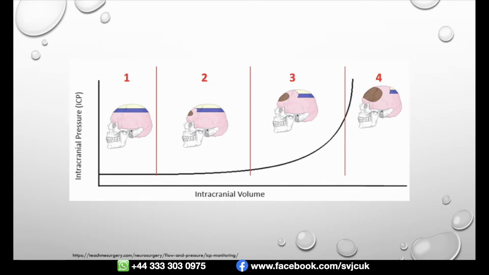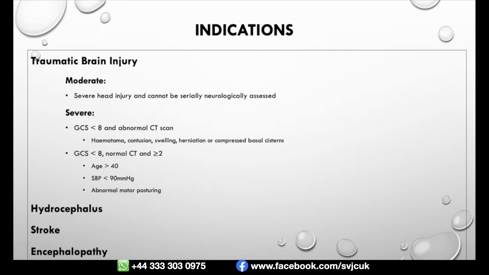So in image 1, everything's normal. As you move along to the right, you start to see a little brown spot appearing, so you've got a mass, which is an addition to the components which are normally in equilibrium. So the pressure starts to increase. As this mass gets bigger, it increases the pressure further, and then it reaches a point where a small increase in size of the mass leads to a large increase in intracranial pressure.